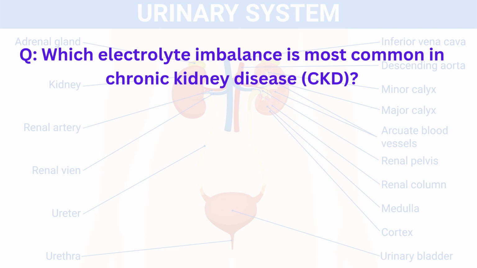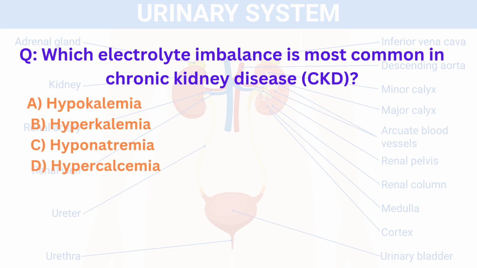Next question is, which electrolyte imbalance is most common in chronic kidney disease, that is CKD? Options are hypokalemia, hyperkalemia, hyponatremia, hypercalcemia. What is hypokalemia? Hypokalemia refers to low potassium levels. They are not typically seen in CKD. Hyperkalemia is more common due to impaired renal excretion.